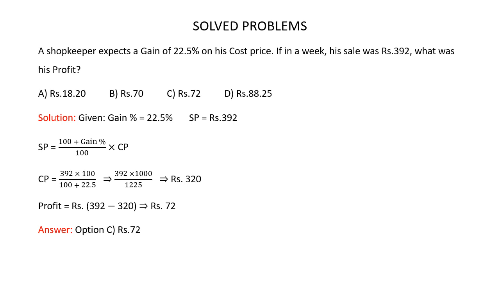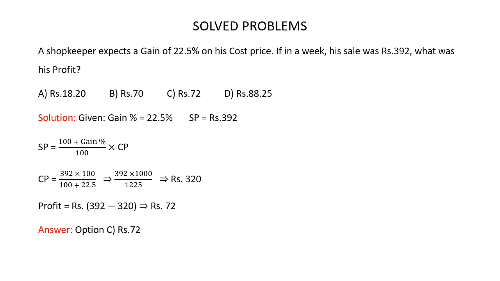So in this problem you are asked to find what is the shopkeeper's profit. To do that, we have to know the cost price because selling price is already given. If we know the cost price, we can find the profit. Now it's given that gain percent is 22.5% and selling price is rupees 392. Now we know that selling price is equal to (100 plus gain percent) divided by 100 multiplied by cost price.